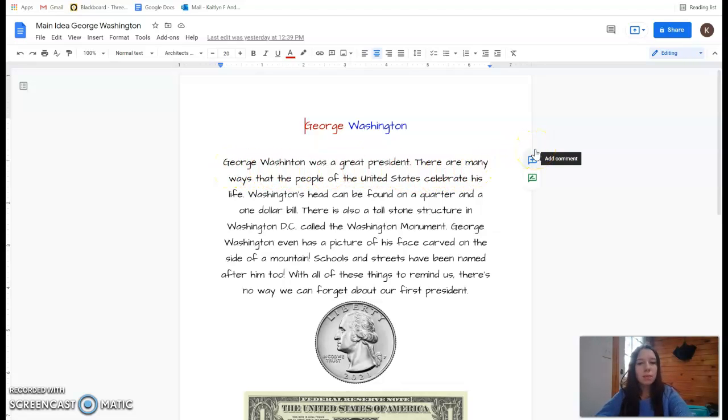There are many ways that the people of the United States celebrate his life. Washington's head can be found on a quarter and a $1 bill. There's also a tall stone structure in Washington, D.C. called the Washington Monument. George Washington even has a picture of his face carved on the side of a mountain. Schools and streets have been named after him too. With all of these things to remind us, there's no way we can forget about our first president.